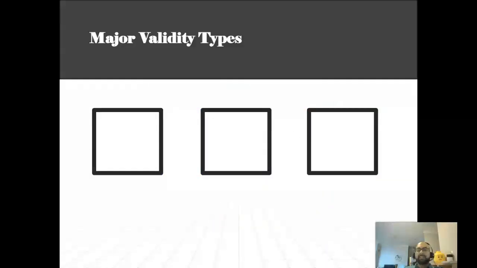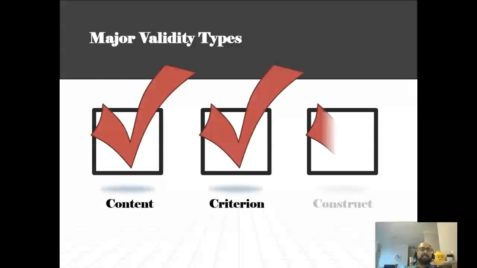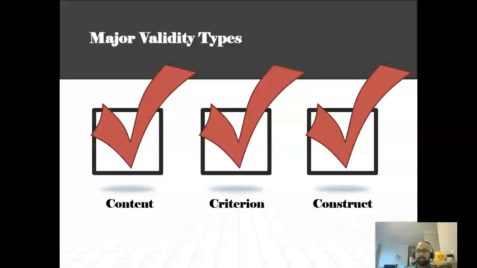So when you think about validity, there are three types or approaches that are quite helpful. The first is content validity, the second is criterion validity, and the third is construct validity. All three types of validity are important for all selection tools.